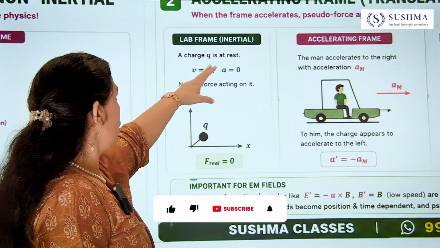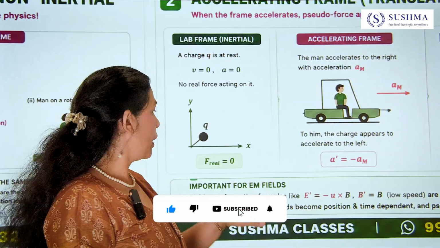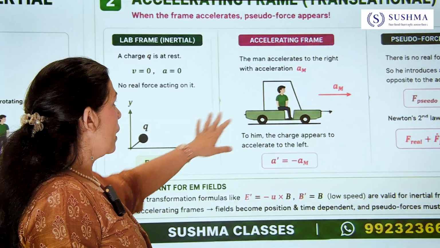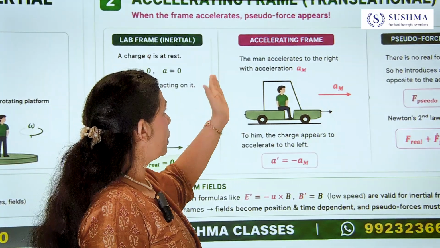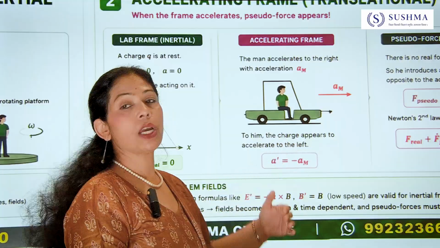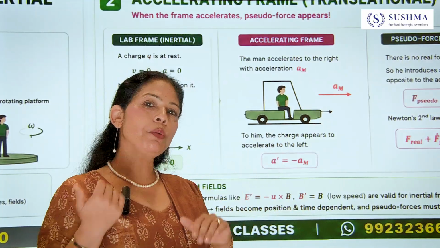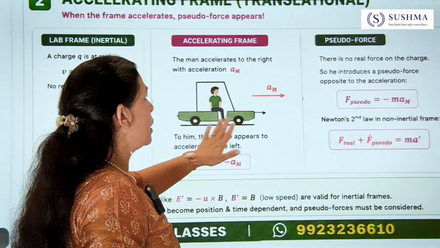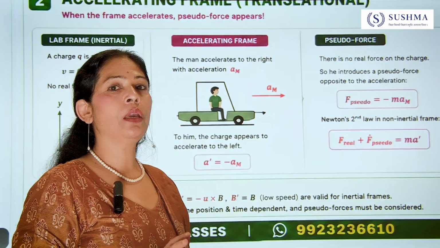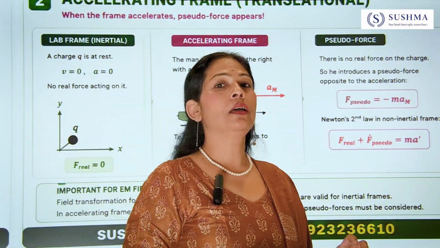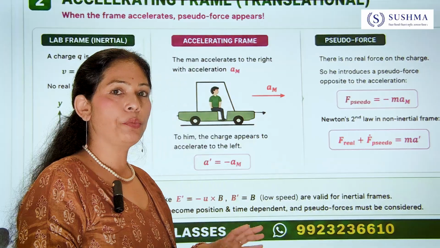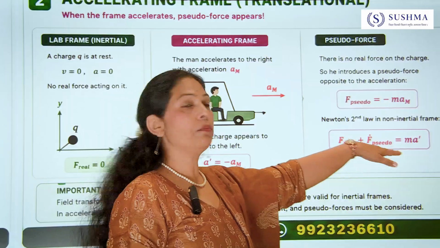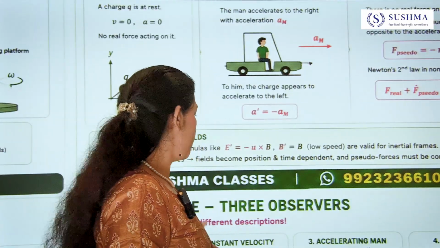So in the lab frame, there's no real force acting on it, there's no acceleration, the velocity and acceleration are zero. In an accelerating frame of reference, the man accelerates to the right, and to him the charges or whatever other things appear to be moving in the opposite direction if those other things are stationary. And then there is a pseudo force which has to be considered, because Newton's law has to be valid, otherwise it will not be valid over there. So F real plus F pseudo is equal to mass into acceleration, right?